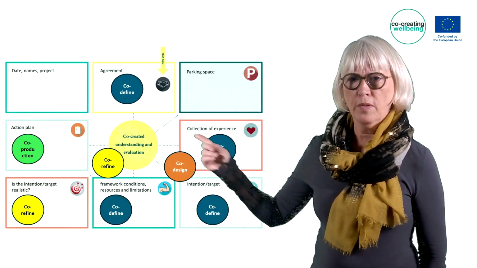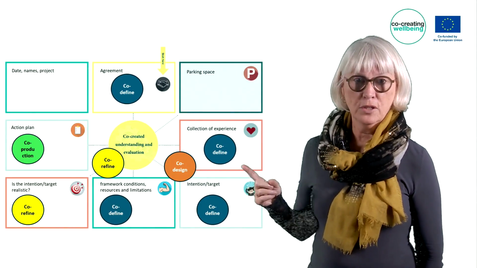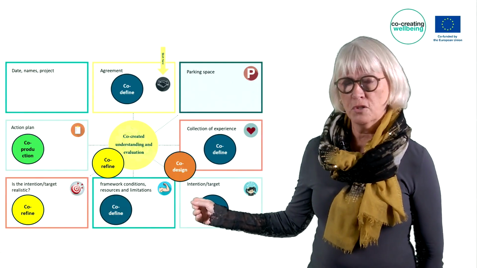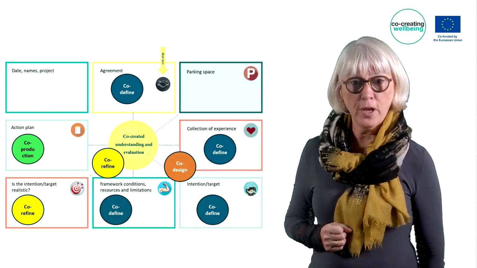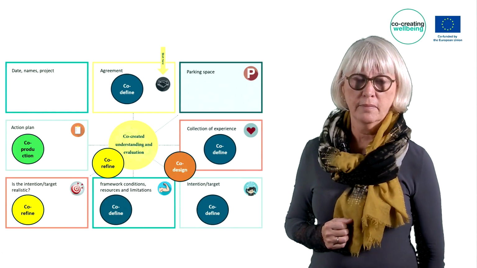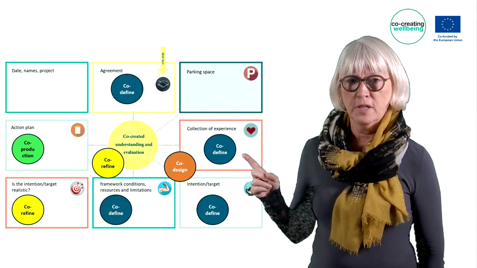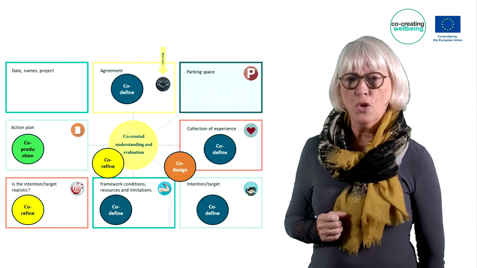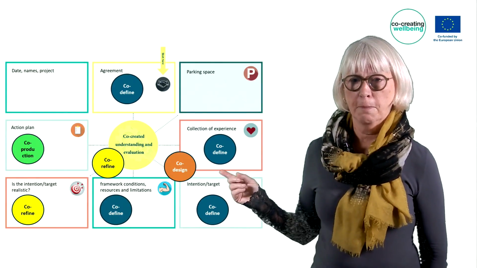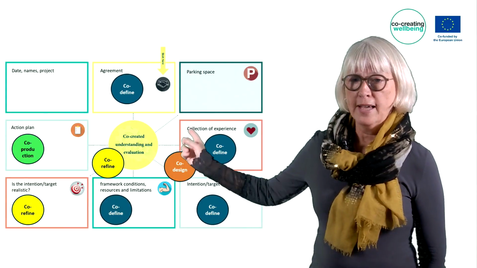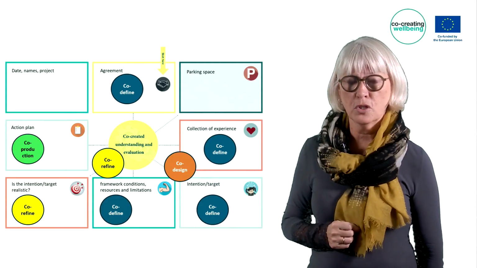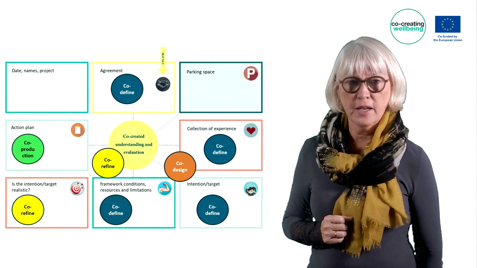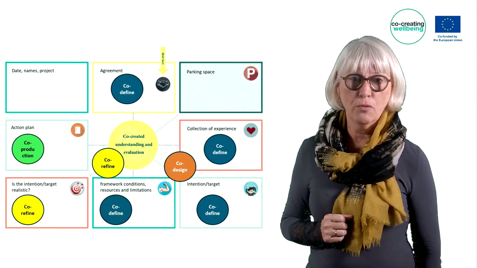When you are working with the agreement field, the collection of experiences, the intention target, and the framework, conditions, resources, and limitations, you're working with co-defining. When you're working with collection of experiences, intention targets, framework, conditions, resources, and limitations, you're working with the design process. When you're working with an action plan, you're working with co-production. And finally, when you're working on the evaluation and whether the intention target is realistic, you're working with co-refine.